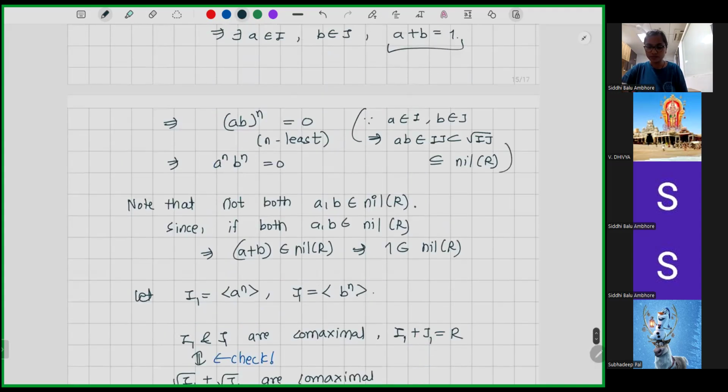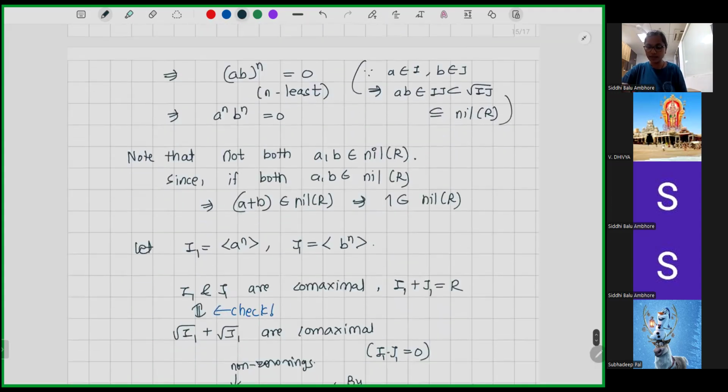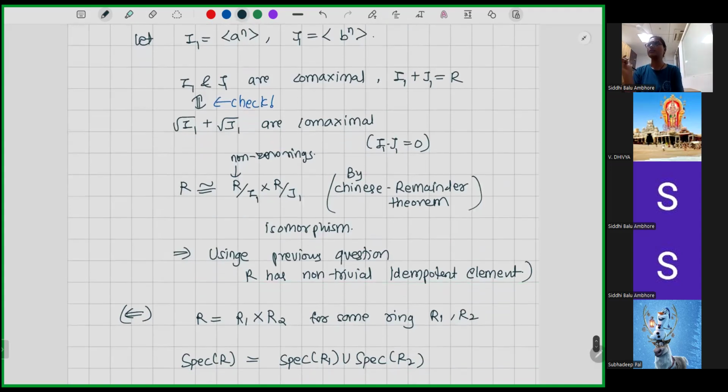So any questions here? How things are happening or anything? This you can check here by the Chinese remainder theorem. These are non-zero rings, non-trivial rings. And you can see this. Any doubts?